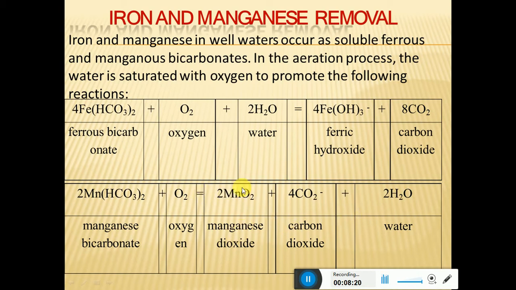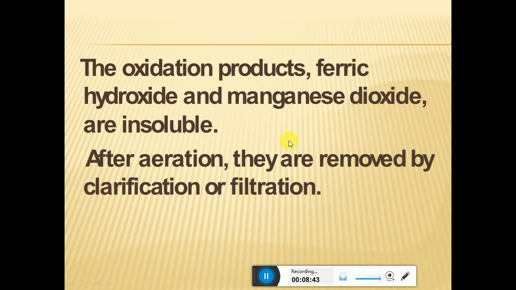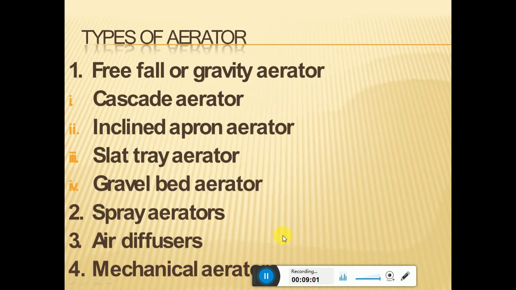These precipitations happen due to the aeration, that is, the iron and manganese will be precipitated as ferric hydroxide and manganese dioxide, which can later be removed in the process of filtration. So it is precipitated here and it can be removed. The oxidized products like ferric hydroxide and manganese dioxide are insoluble in water, so after aeration they can be removed by clarification or the filtration process. This is how the iron and manganese will be removed by the process of aeration.